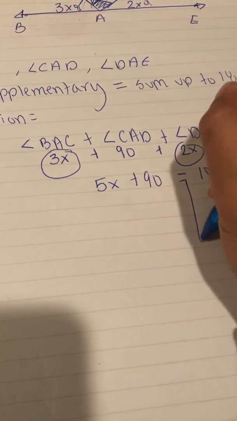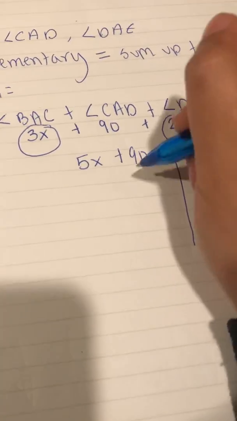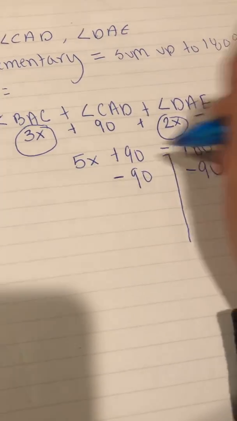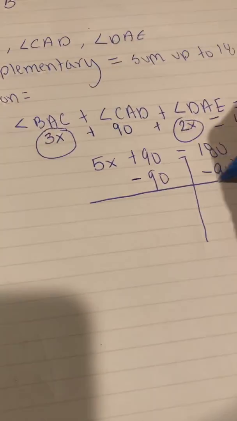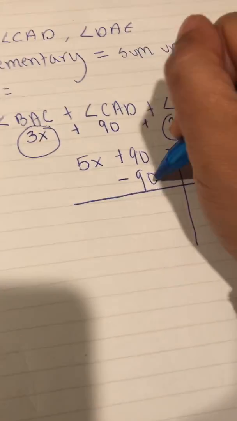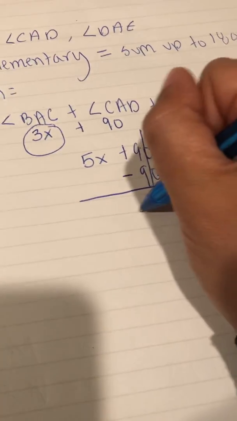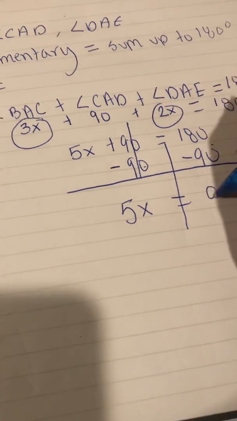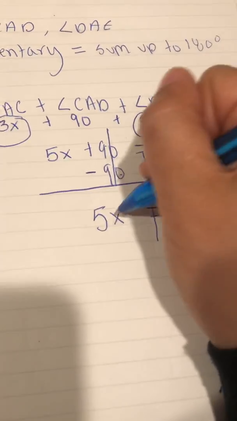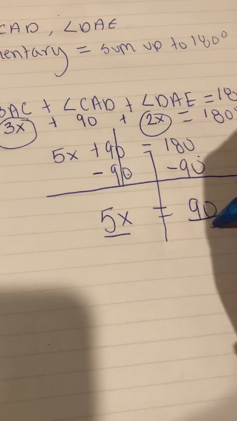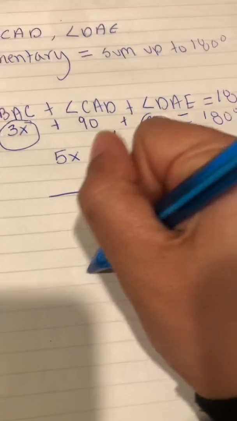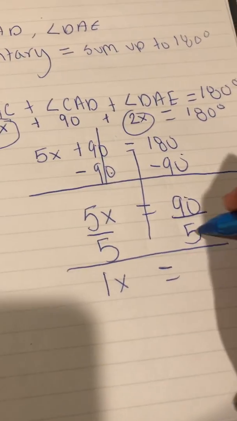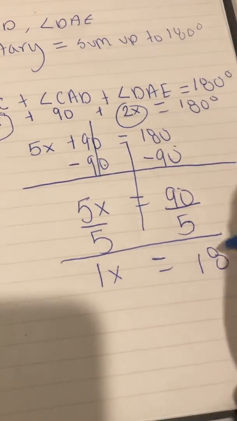So now we're going to solve. We're going to subtract by 90 first on both sides because we get rid of our constant first. So this is just solving a two-step equation. 90 minus 90 is 0. We're left with 5x equals 180 minus 90 is 90. Divide by 5. We get 1x equals 90 divided by 5 is 18.